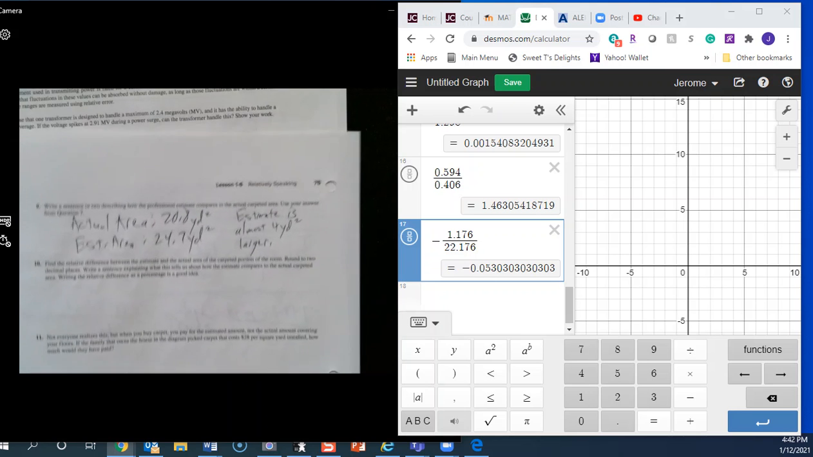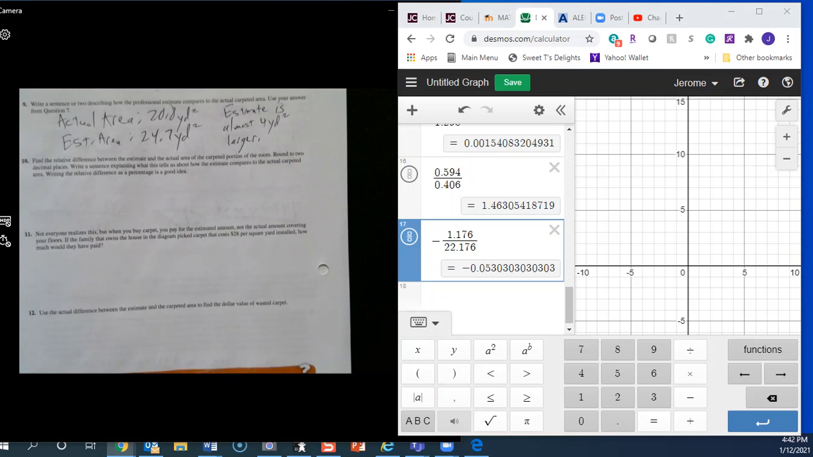Okay, now we come here to number 10. It says find the relative difference between the estimate and the actual area of the carpeted portion of the room. Round to 2 decimal places. Write a sentence explaining what this tells us about how the estimate compares to the actual carpeted area. Write the relative difference as a percentage. Well, writing the relative difference as a percentage is a good idea.